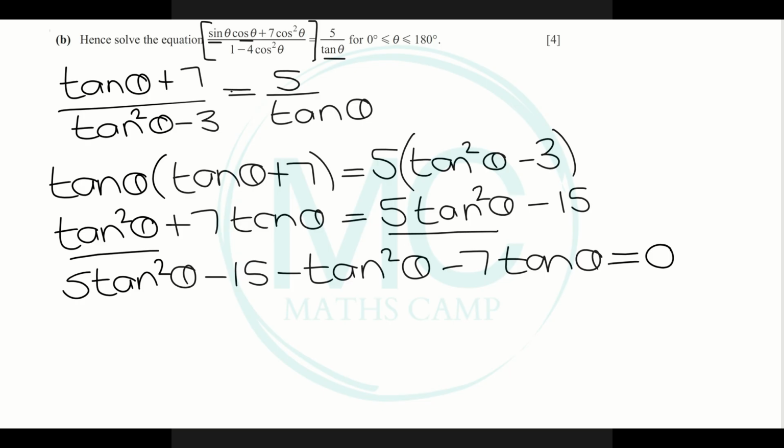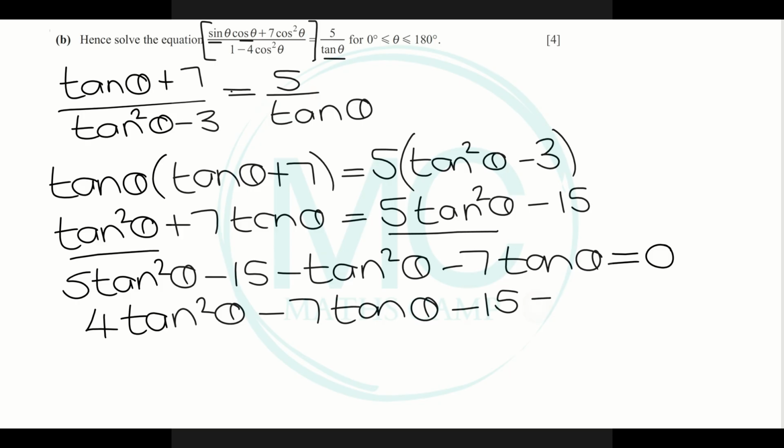5 tan squared minus tan squared gives us 4 tan squared theta minus 7 tan theta minus 15 is equal to 0. Now we have a quadratic with tan theta, and many students battle working with quadratics with trigonometric ratios.